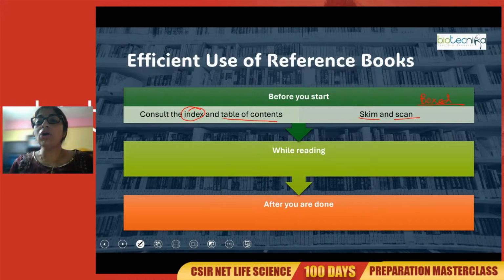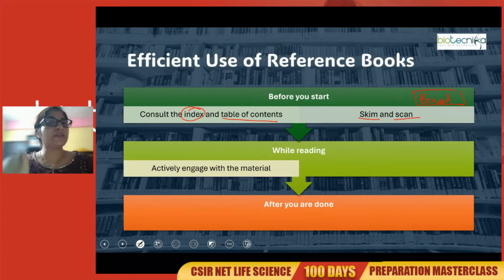When we are in universities, we kind of skip those boxes, right? We feel that those are not relevant information. But for your CSIR NET exam, I tell you that this boxed information is the one with the most recent researches or findings mentioned there. So always read those boxed information given in the reference book.